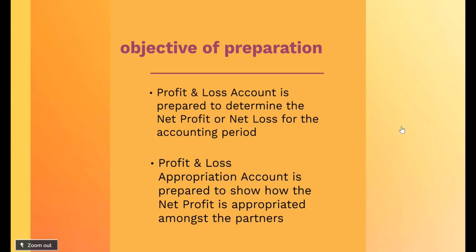The objective of preparation of these two accounts: the profit and loss account is prepared to determine the net profit or net loss for the accounting period, whereas the profit and loss appropriation account is prepared to show how the net profit is appropriated amongst the partners.